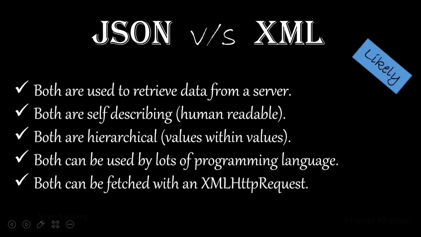For XML you don't have to worry, I'll be uploading a separate video related to XML. Both are hierarchical, values inside values. Inside JSON we can store objects, objects inside objects, and arrays, so we can store multiple values. Both can be used by lots of programming languages, there are no restrictions, and both can be fetched with an XML HTTP request. This is nothing but an object, and we have already seen it in our Ajax tutorial.